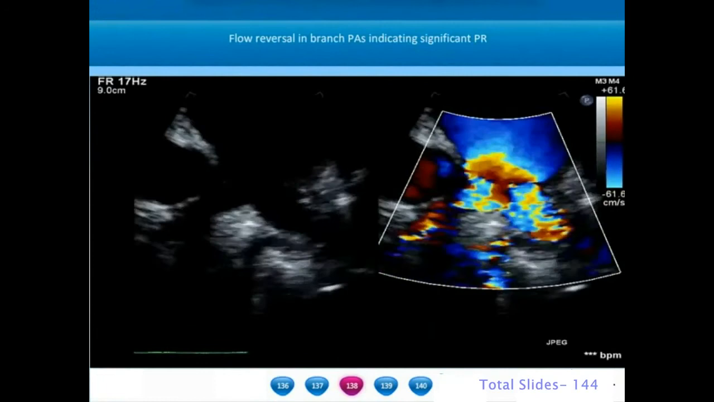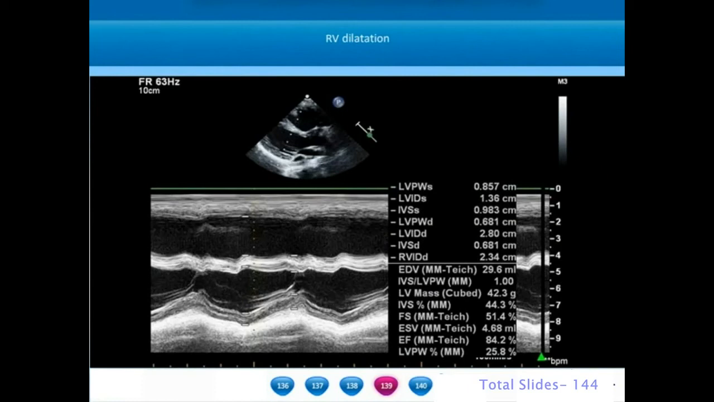Right ventricular dilatation after tetralogy of Fallot will be seen as paradoxical interventricular septal motion on M-mode and by absolutely measuring the right ventricular cavity dimension on the parasternal long axis view.